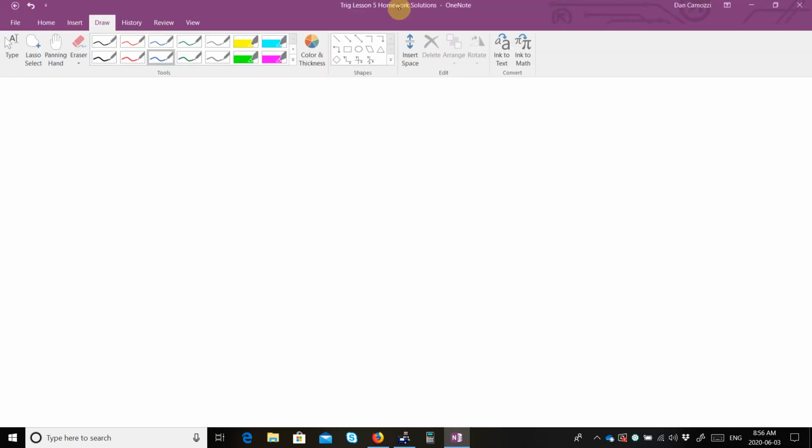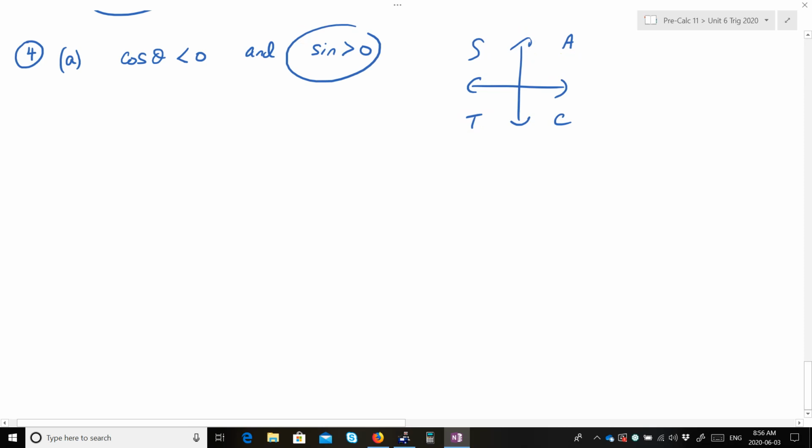Okay, for each description, in which quadrant does the terminal arm of the angle lie? And it's saying that cos theta, so this all comes down to the cast rule. Cos theta is less than 0, and sine theta is greater than 0. Okay, so all you have to do with this, guys, is write down the cast rule and say, hey, if sine theta has to be greater than 0, sine theta is positive. Where is sine theta positive? Well, in quadrant 1 and quadrant 2.